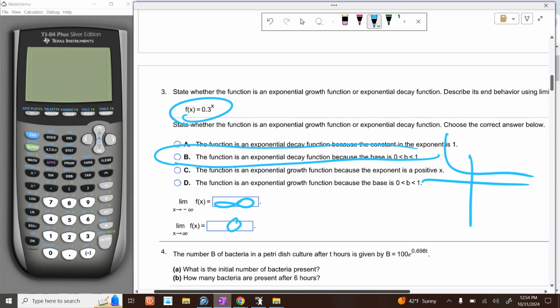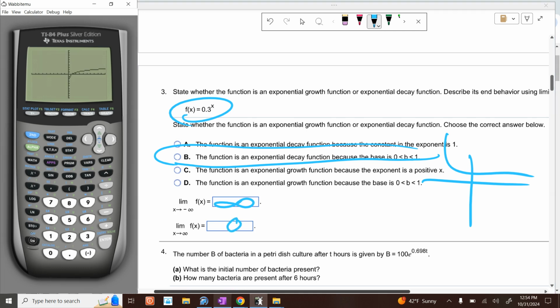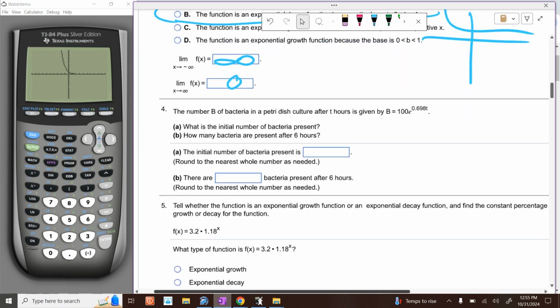Because 0.3 to the x, y equals 0.3 raised to the x power graph, should go like that and get really close to 0, but never quite cross 0. So it should be really close to 0. As we go to the left, it goes towards infinity.